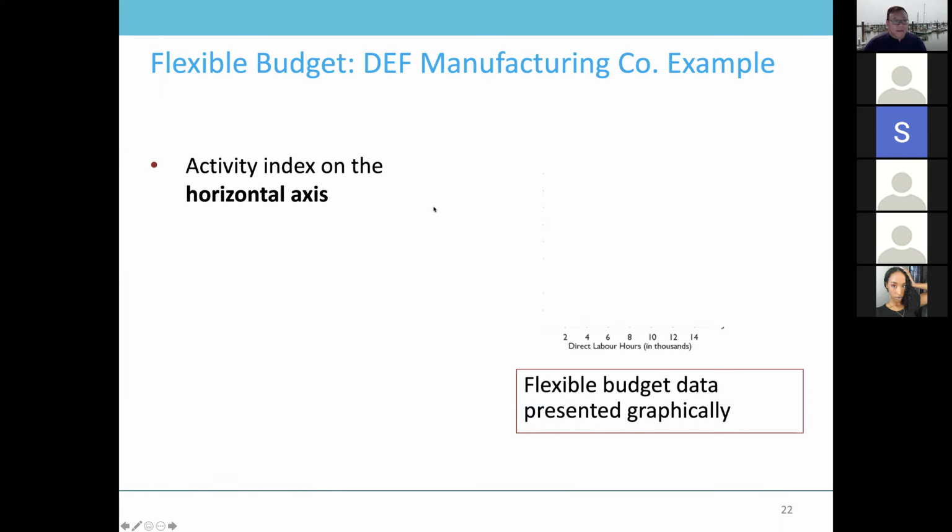Okay, so if you present this flexible budget data using a graph, the activity index is on the horizontal axis, right? So this is direct labor hours in thousands.